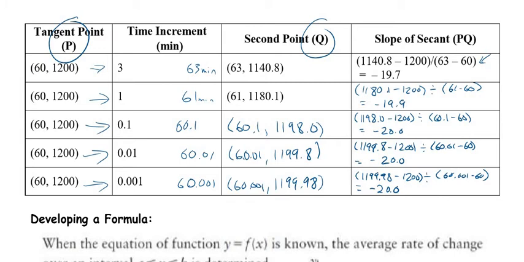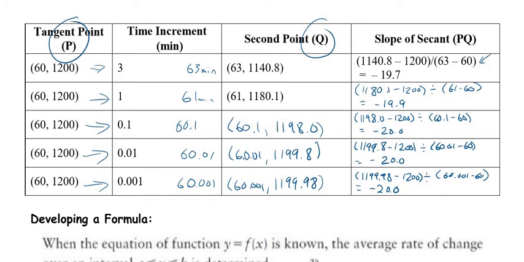So let's compare our slopes for our different intervals. For the biggest interval, we got negative 19.7. And then for the next smallest one, we got negative 19.9, then negative 20, negative 20, negative 20. So it seems like the smaller we get, we just kind of are stopped flat at that negative 20. It doesn't seem to change anymore. And in fact, I'll tell you, if we went to 0.0001 seconds past 60, we get the same thing. That seems to be our stopping point.